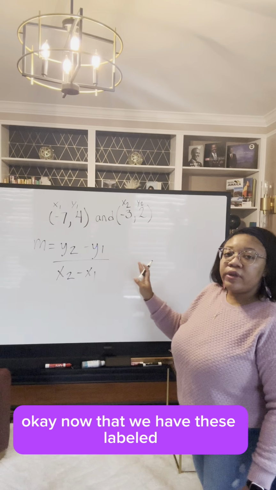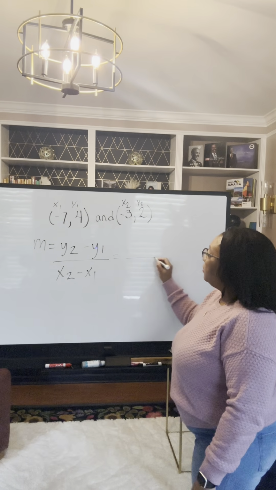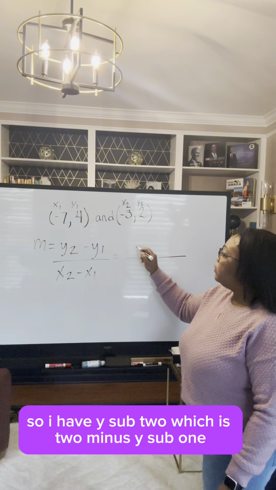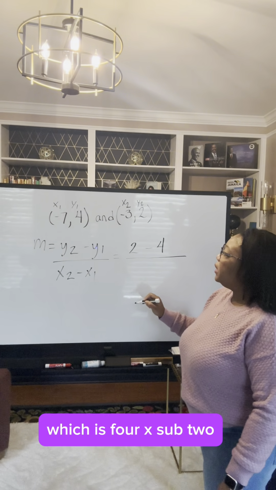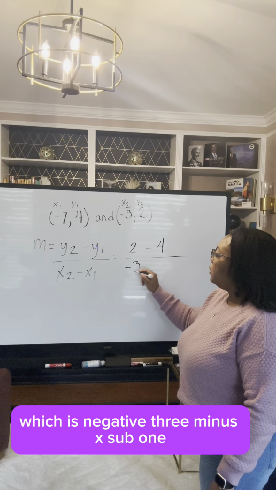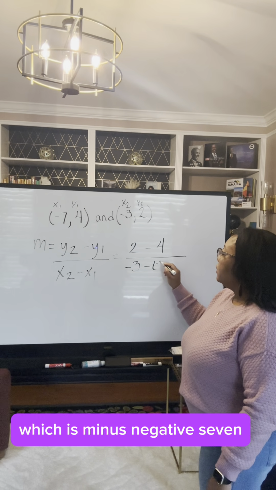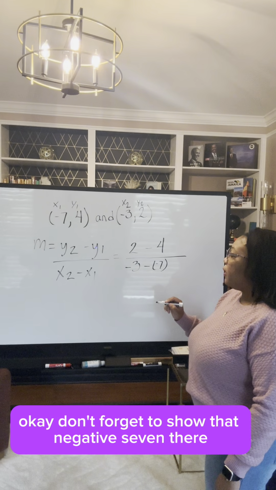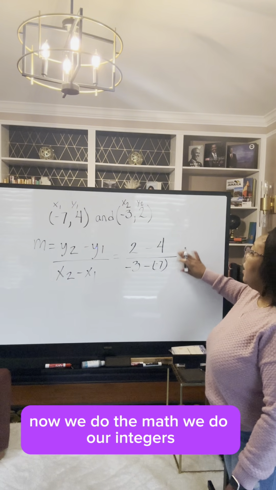Okay? Now that we have these labeled, we're going to just simply substitute these into the equation. So I have y sub 2, which is 2, minus y sub 1, which is 4, over x sub 2, which is negative 3, minus x sub 1, which is minus a negative 7. Okay? Don't forget to show that negative 7 there. Now, we do the math.